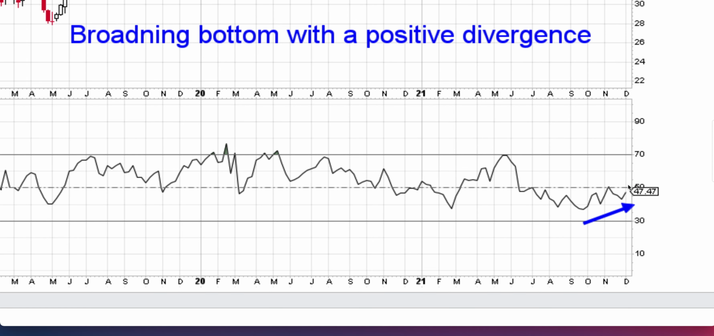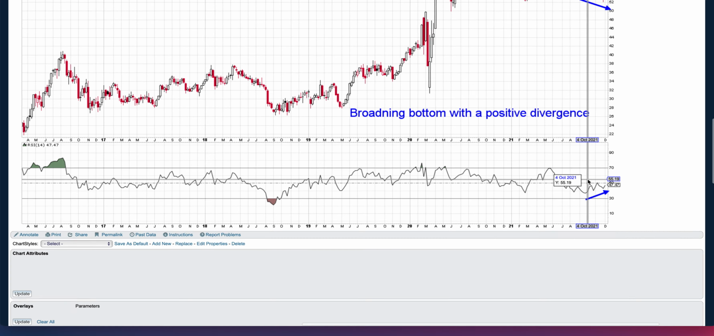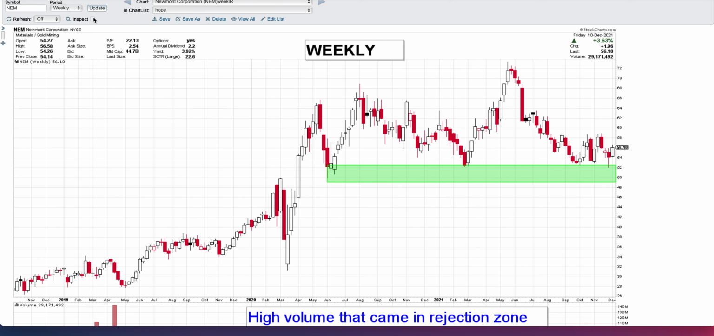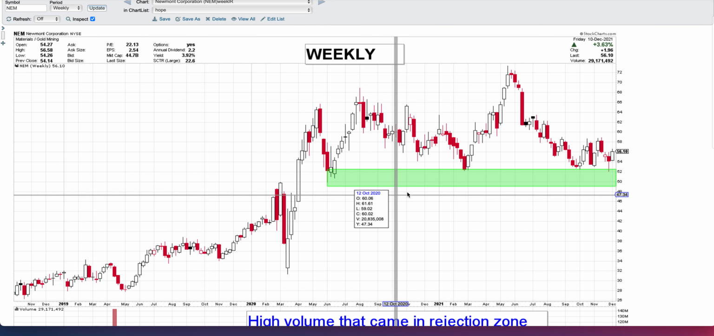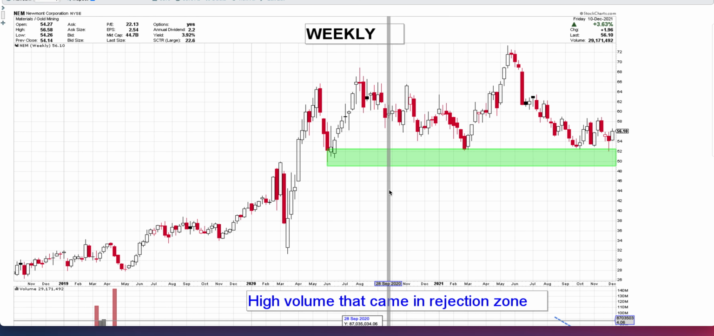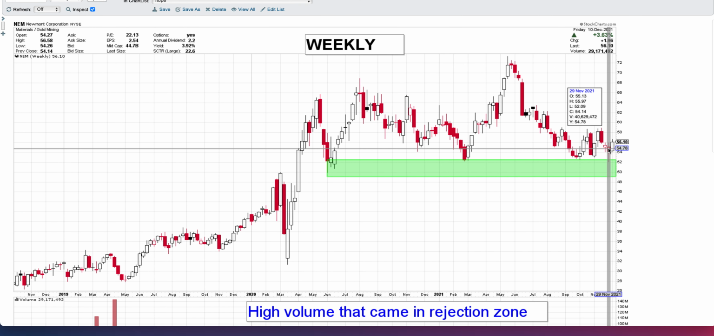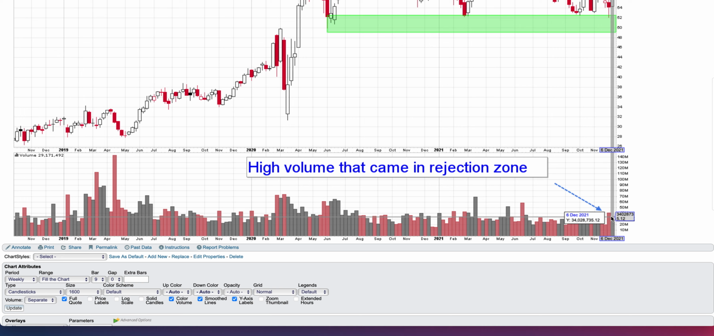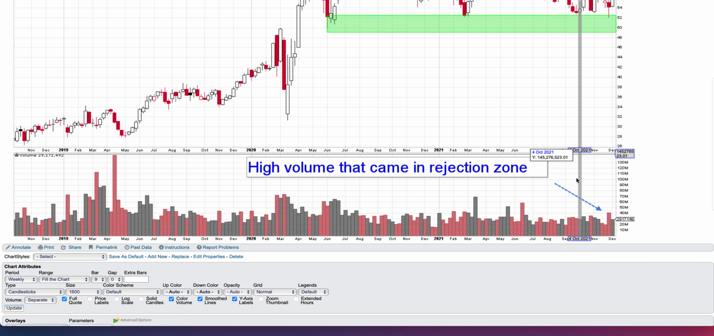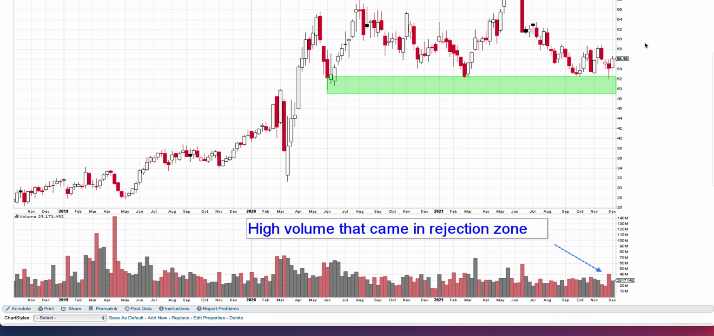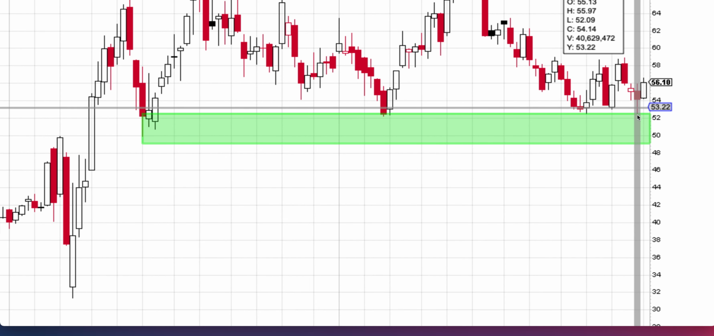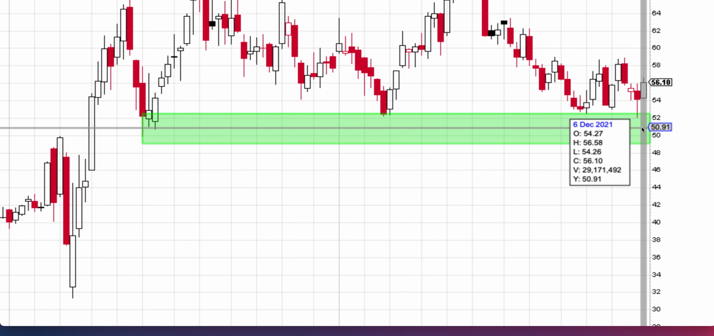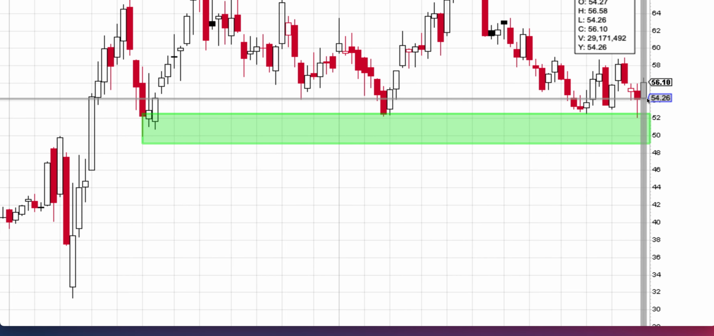Hopefully by next week, we reclaim that 50 level. Okay, good deal for Newmont. And also, this is the weekly time frame. It's always good to have rejection from a buyer zone. And also, you had a beautiful hammer right here with high volume, which shows that the sellers came in at once and they folded the towel. They threw the towel right here. They fold it, as I say in poker. Okay, they're out.